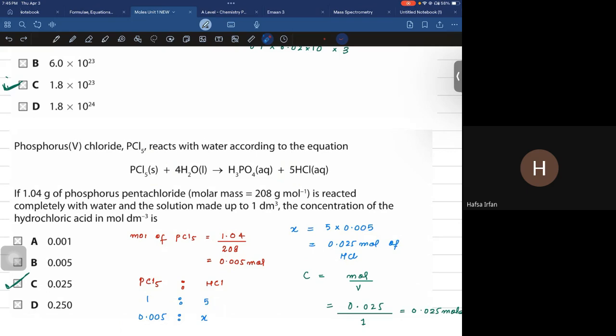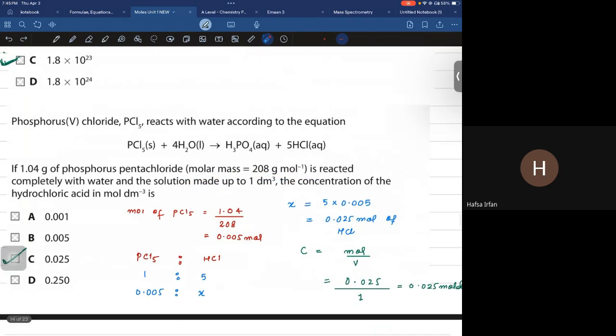So they are asking the concentration, in moles per dm cube. I got the moles of HCl. I need the volume that is given to you. That is one. So 0.025 over 1 is equal to 0.025. That's the reason option C is correct. It's a very easy question.